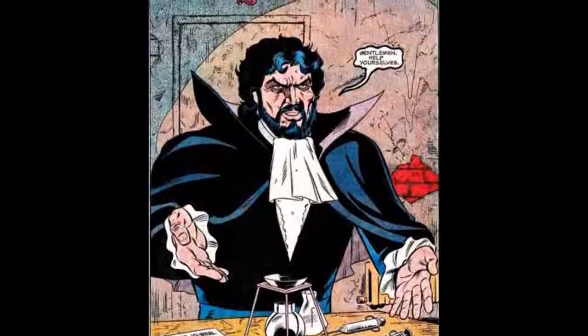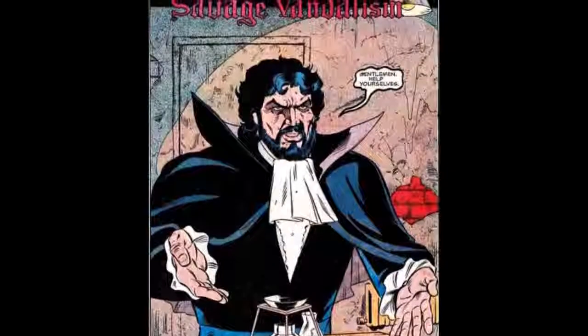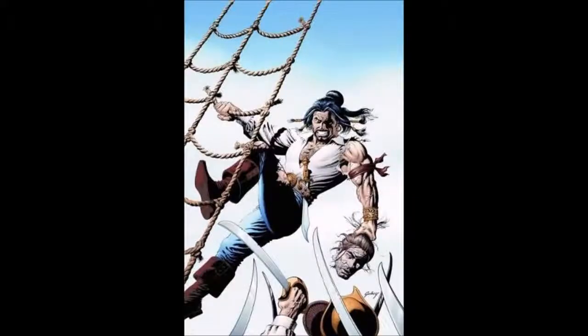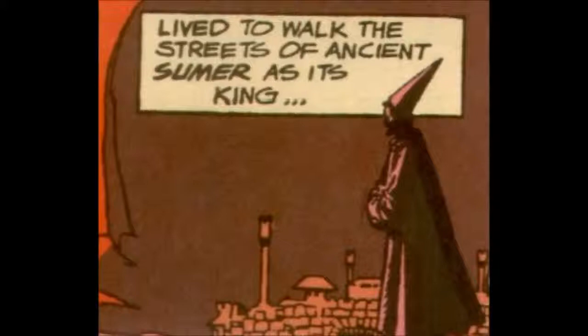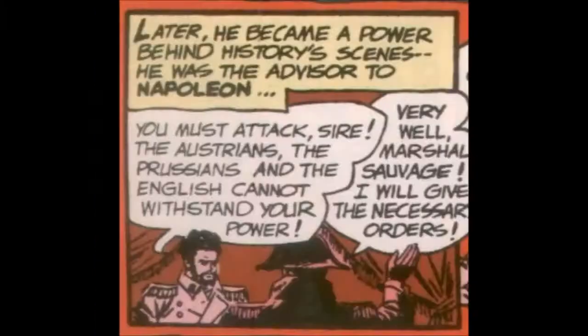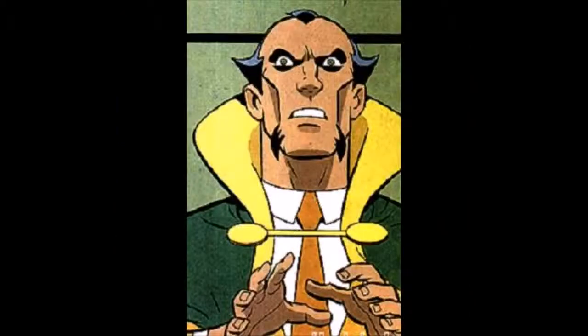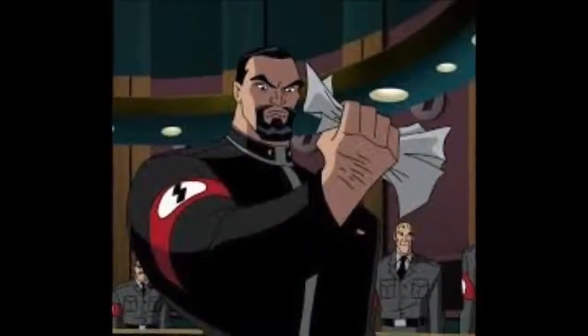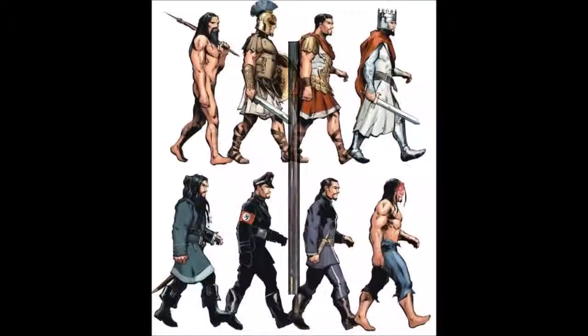He claims to have ruled hundreds of civilizations under hundreds of names. Cheops, who was the supposed builder of the pyramids, Genghis Khan, slaughterer of millions, Blackbeard the pirate, and he has also worked as close friends and advisors to the likes of William the Conqueror, Napoleon Bonaparte, as Marshal Savage, Ra's al Ghul, Otto von Bismarck, whom he helped to invade France, as Baron von Savage, and even Adolf Hitler, which was illustrated in the Justice League animated series.